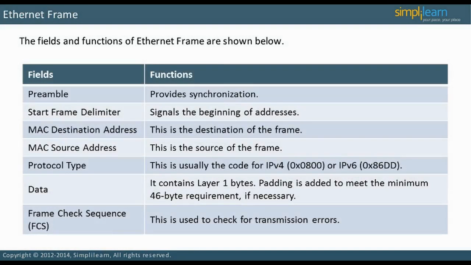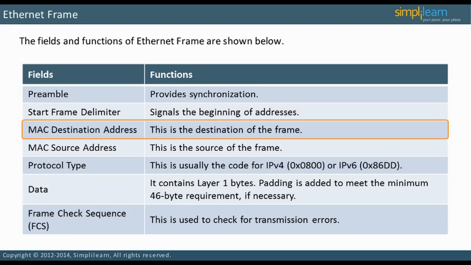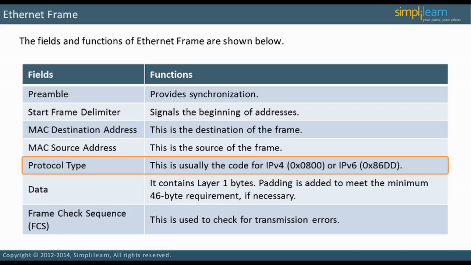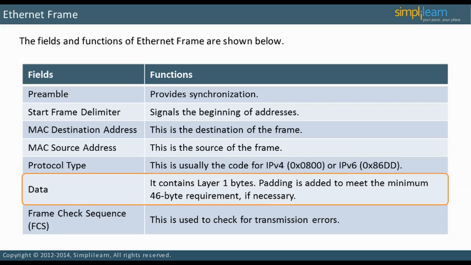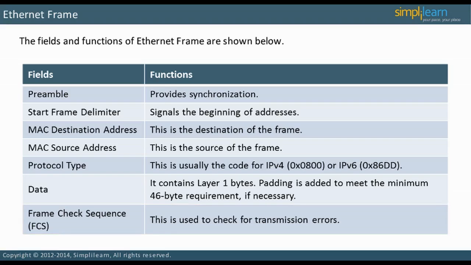Ethernet frames contain the following fields. Preamble provides synchronization. The start frame delimiter signals the beginning of addresses. MAC destination address is the destination of the frame. MAC source address is the source of the frame. Protocol type is usually the code for IPv4 hexadecimal 0800 or IPv6 hexadecimal 86DD. Data contains layer 1 bytes. 0 padding is added to meet the minimum 46-byte requirement if necessary. Frame check sequence, FCS, is used to check for transmission errors. Let us look at Duplex in the next slide.